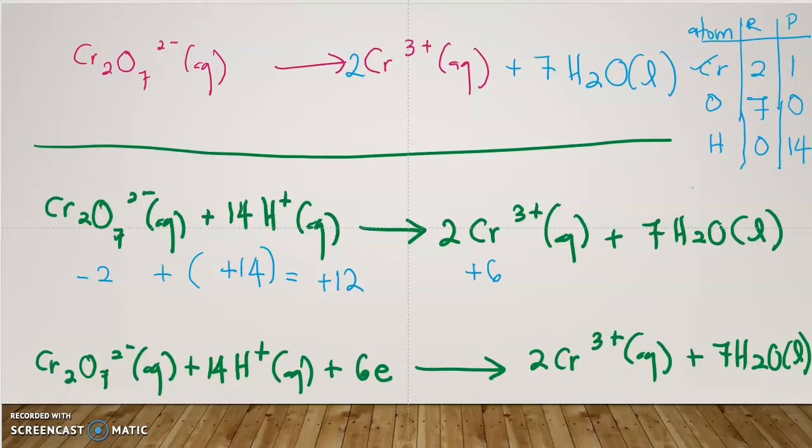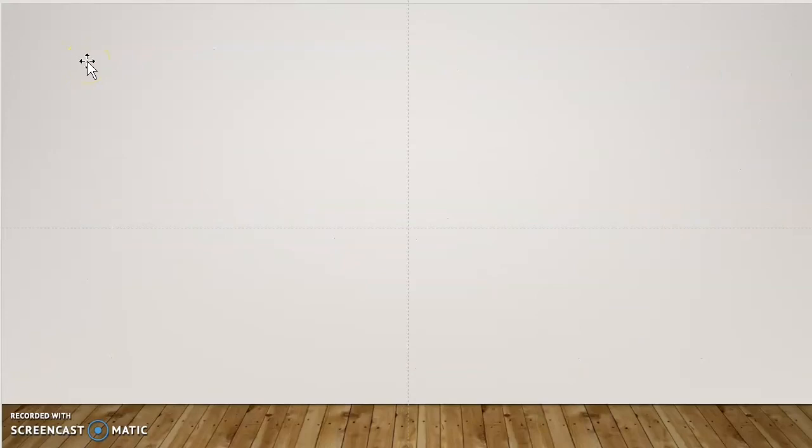This is the second step. So the first step is separate. The second step is balance the atom and charge for each half equation. This is a half equation. And the third step is you have to combine it all together. So the third step is combine. When we combine, we have to cancel electron. So how to combine?